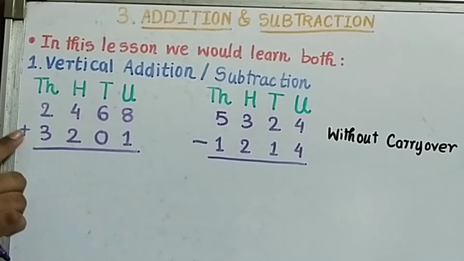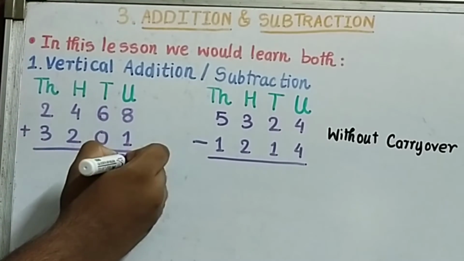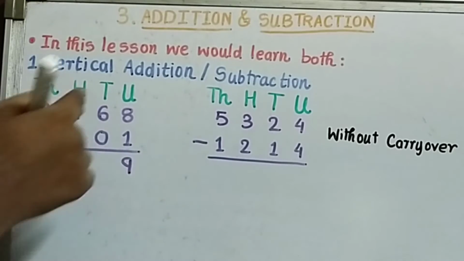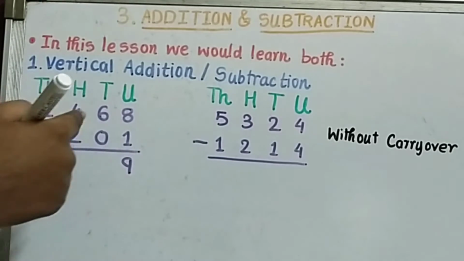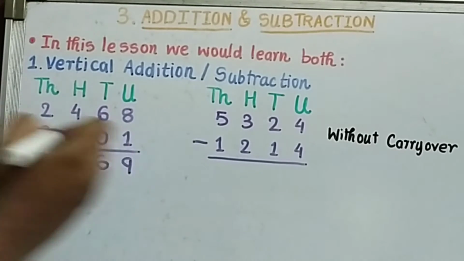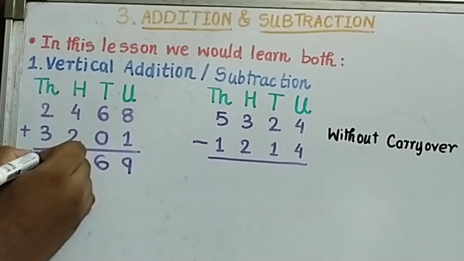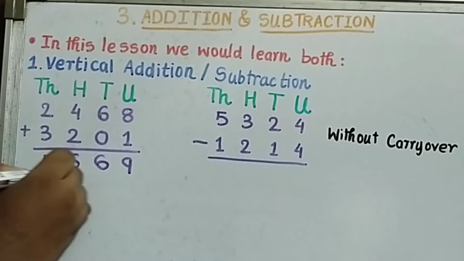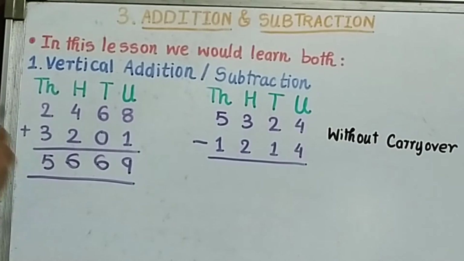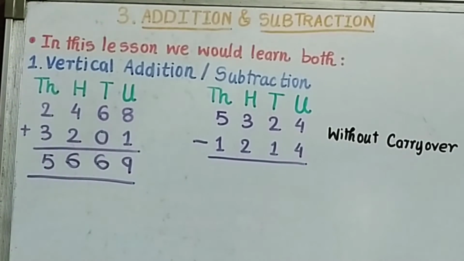Here it is our addition sign, so we will add this. 8 plus 1 gives us 9. 6 plus 0, anything added to 0 is that same number, so 6. 4 plus 2 gives us 6. 2 plus 3 is 5. So our answer is 5669.